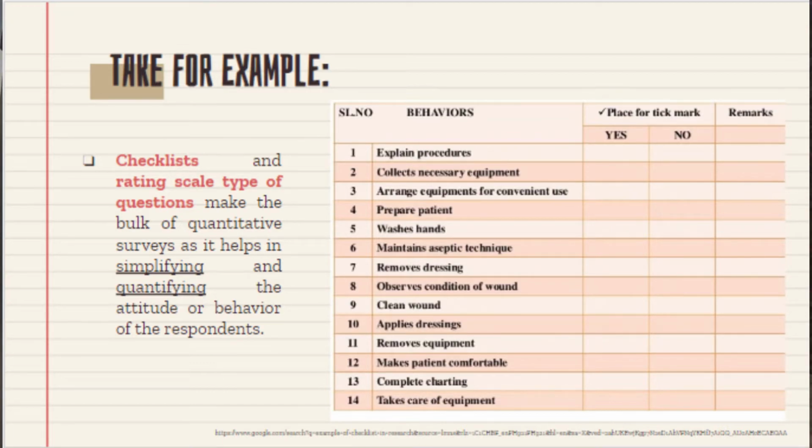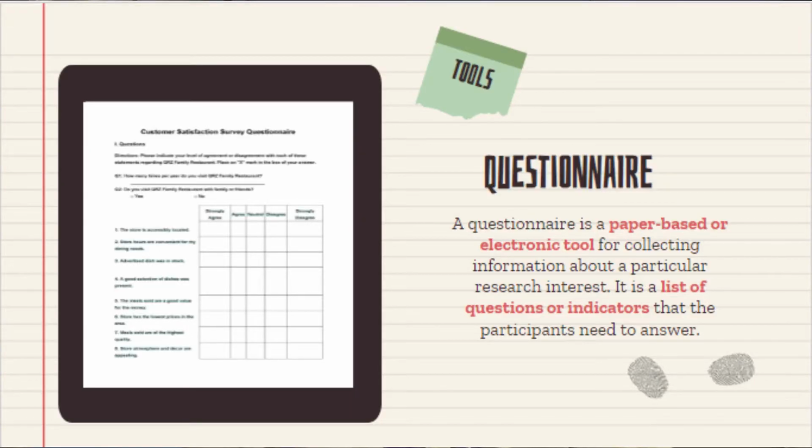Checklist and rating scale type of questions make up the bulk of quantitative surveys, as they help in simplifying and quantifying the attitudes or behaviors of the respondents. Third is the questionnaire. A questionnaire is a paper-based or electronic tool for collecting information about a particular research interest. It is a list of questions or indicators that the participants need to answer.